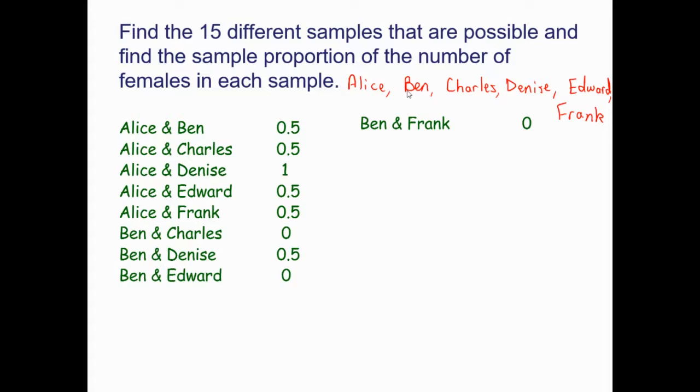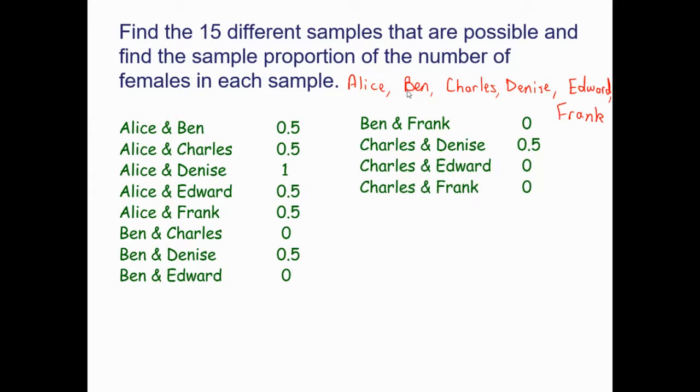And we're at Frank, which tells me I've reached the end of Ben, so I need to move on to Charles. Charles and Denise would be 0.5. Charles and Edward, 0. And then Charles and Frank, again, 0. We're at Frank, so I'm done with Charles.